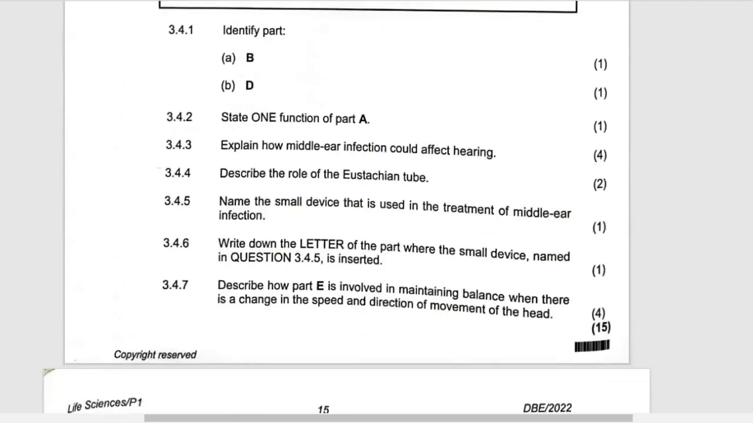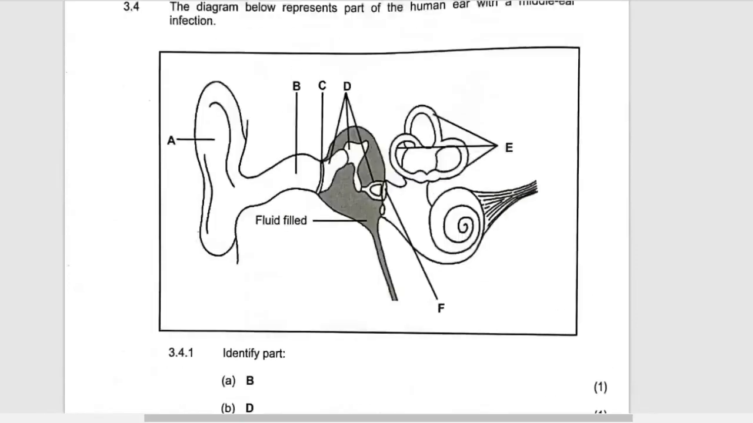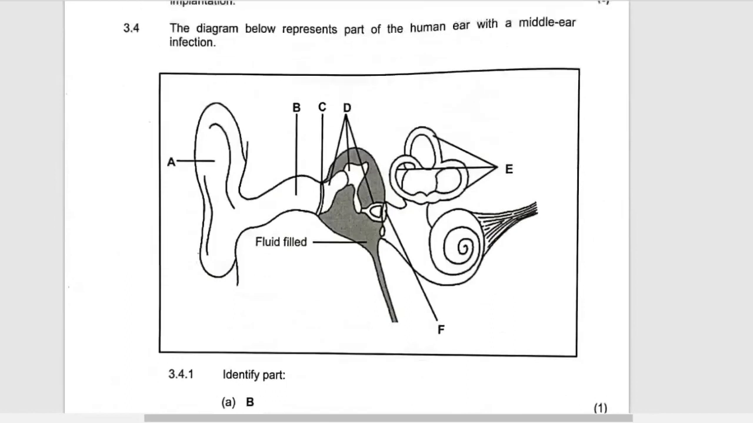Part B is the auditory canal, and then part D, which is the ossicles, which are the three bones found in the ear. State one function of A. This one is to collect and direct sound waves to the auditory canal. It collects sound waves from different directions, and then does not only collect, it directs all of it which has come there. It's being directed to what? To the auditory canal. That's the meaning.